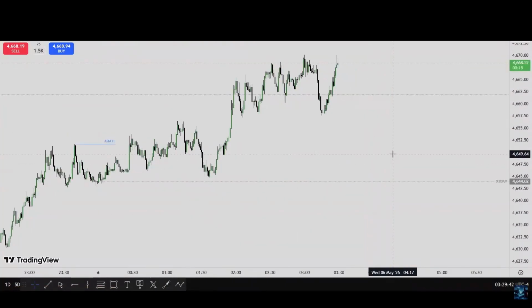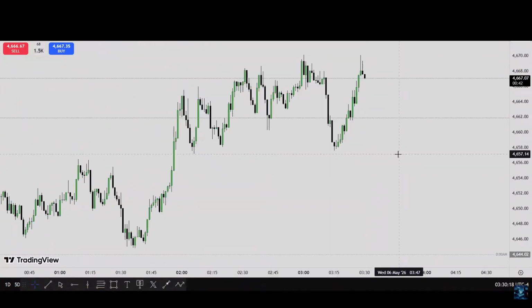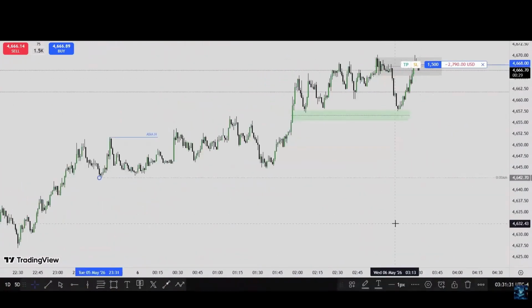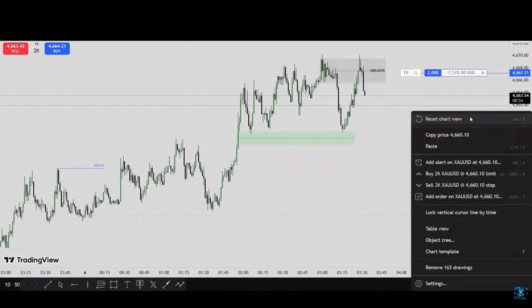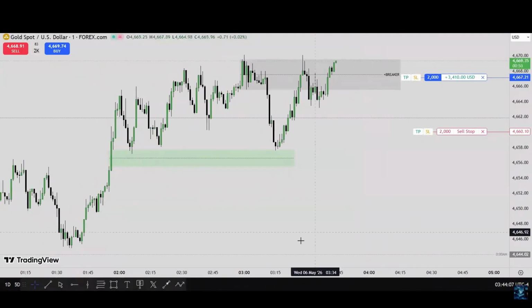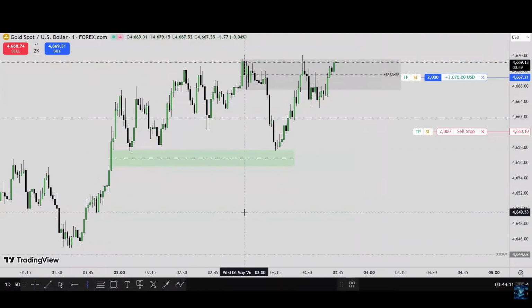Well, welcome back, folks. All right, so we're going to be talking about my ICT Silver Bullet trade setup, which is a time-based algorithmic trading model for all asset classes.